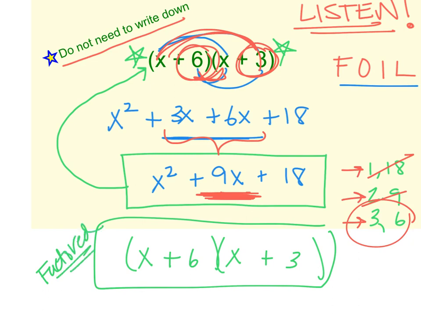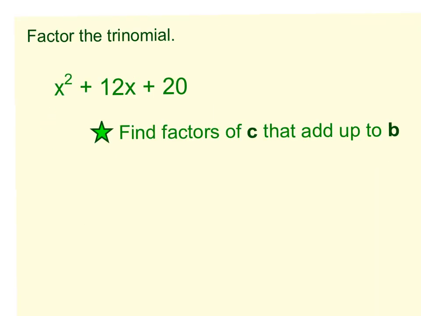So it's almost like we're FOILing backwards, if that makes sense at all. We have to figure out, if we're given the trinomial, how do we get this factored answer? All right, so I know I was kind of babbling a little bit on that last slide. So let's just get into some examples and you can see the pattern of how we factor our trinomials.